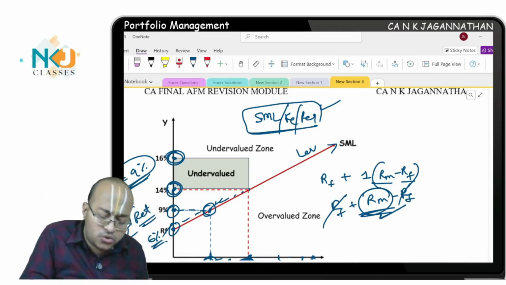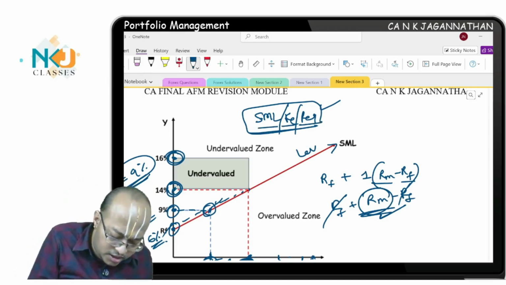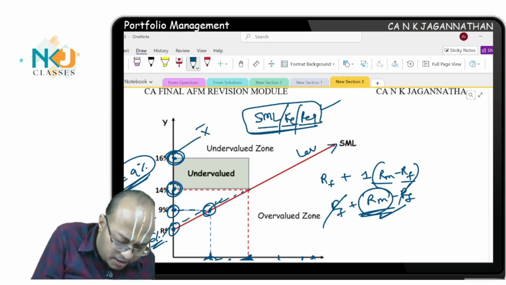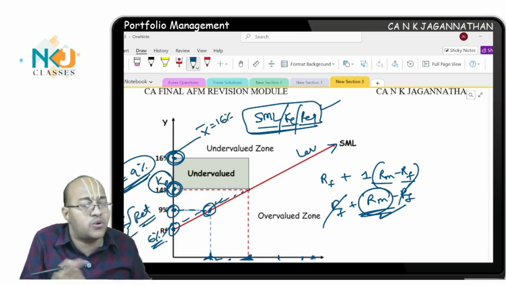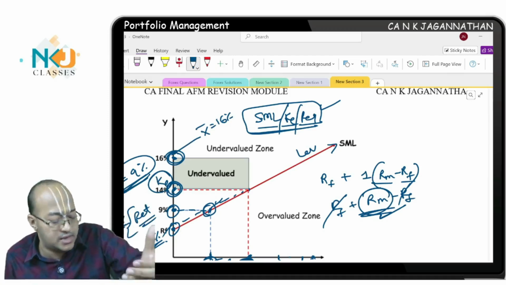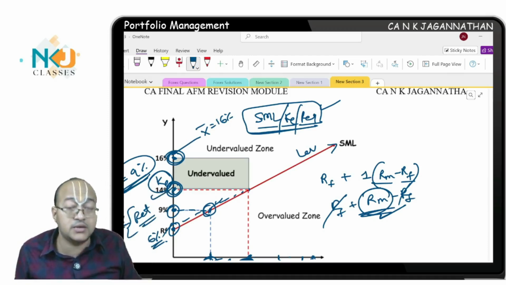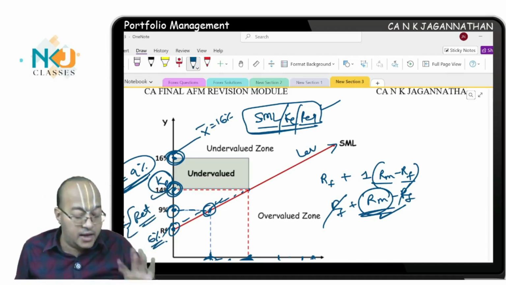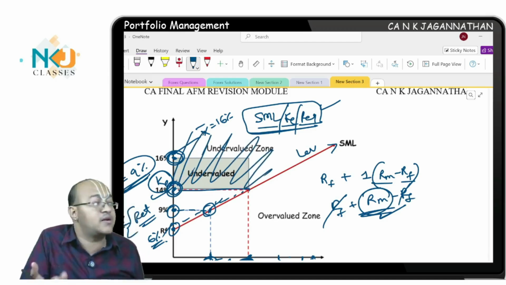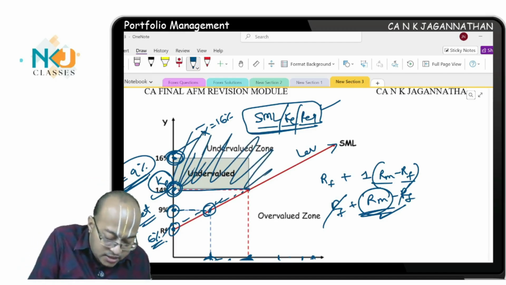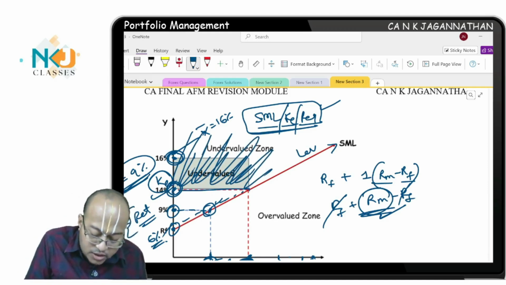Are you listening? So SML return, KE return, required return, everything is one and the same. Here you see, the expected return X bar of the security is 16%, and this is KE, the SML return. You calculated RF plus beta into (RM minus RF) and it came to 14%. Which means this security is giving more than what I require, hence it is undervalued. The entire portion will become undervalued. Are you listening to what I am trying to say? Same way, this is the overvalued zone.